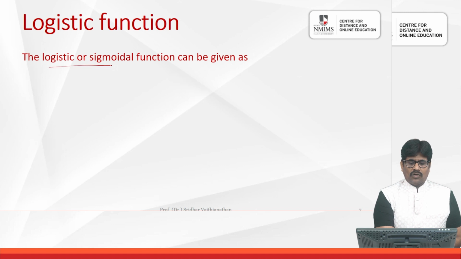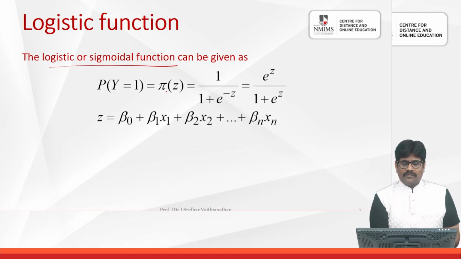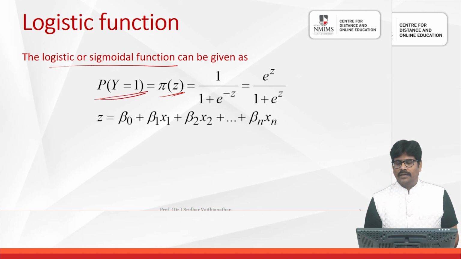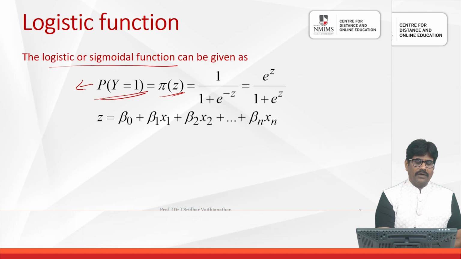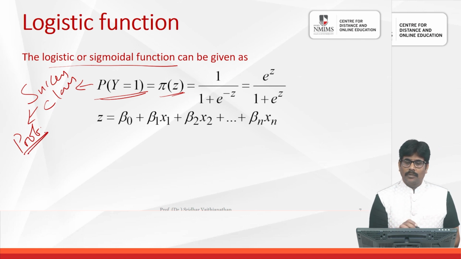Whatever we are going to talk about is based upon the logistic or sigmoidal function, so let us spend some more time on it. Pi of z is nothing but the probability of y equal to 1, that is, the probability of what we call the success class. So that means the pi of z essentially gives me a probability value, the probability value for the success class.